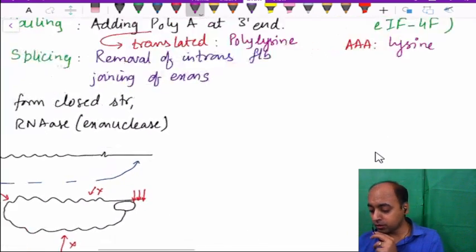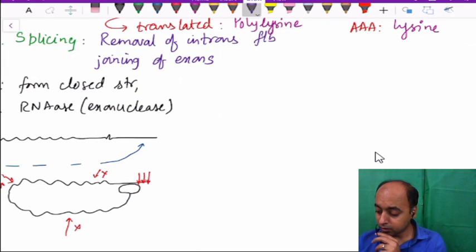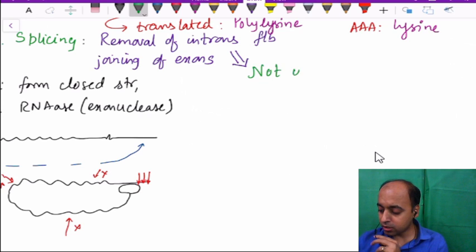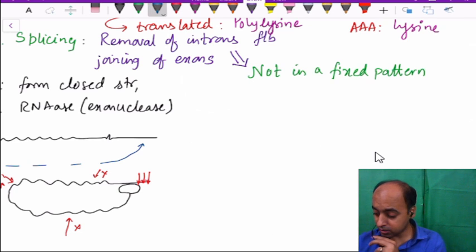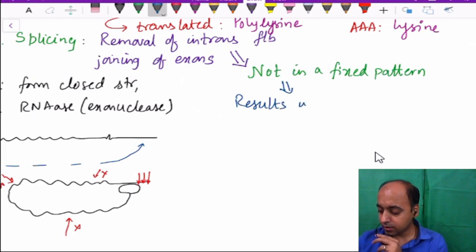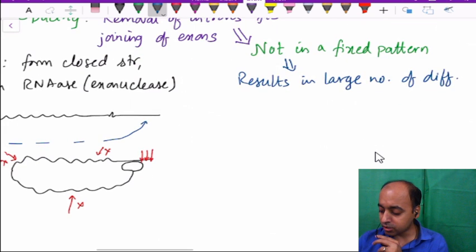Now, talking about the splicing part, the removal of introns followed by joining of exons. First point to note is this is not in a fixed pattern. There is a lot of scope for variation, resulting in a large number of different final products.